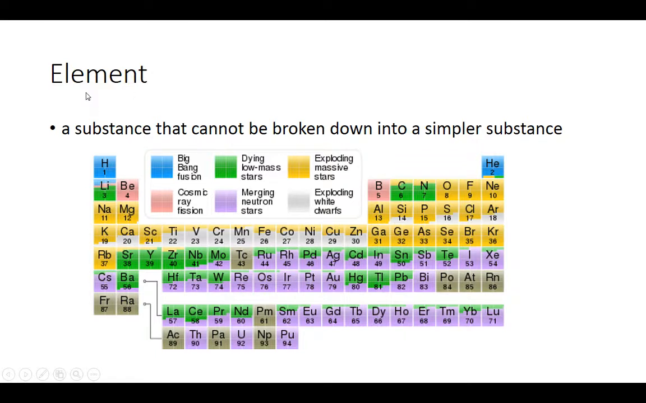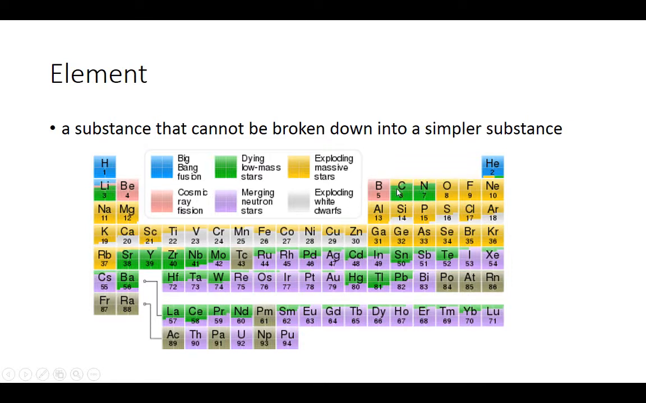The next word is part of a set of words, element, a compound, and a mixture. An element is any substance that cannot be broken down into a simpler substance. So basically anything on the periodic table. So carbon, nitrogen, oxygen, those are all elements.